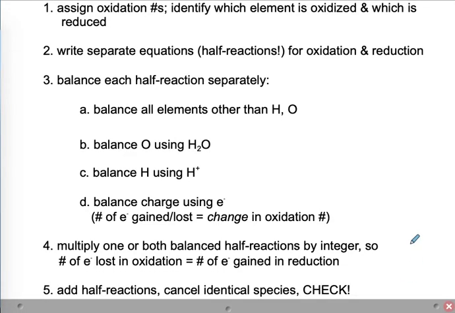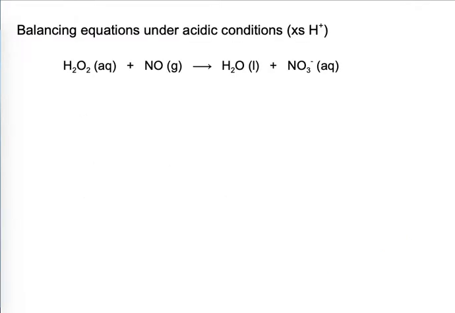And then finally, add the two half reactions together, cancel anything that appears on both sides of the arrow, and then check to make sure that your elements are balanced and that your charge is balanced. Let's do some examples. So here's a reaction in which hydrogen peroxide reacts with nitrogen monoxide to form water and the nitrate anion. I'll begin by assigning oxidation numbers. Hydrogen is +1, oxygen in peroxide is -1, in nitrogen monoxide, nitrogen is +2, oxygen is -2, hydrogen +1, oxygen -2, and in nitrate, oxygen is -2 and nitrogen is +5.